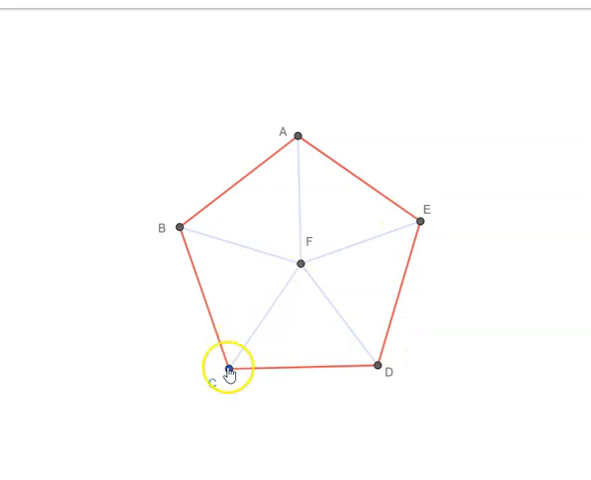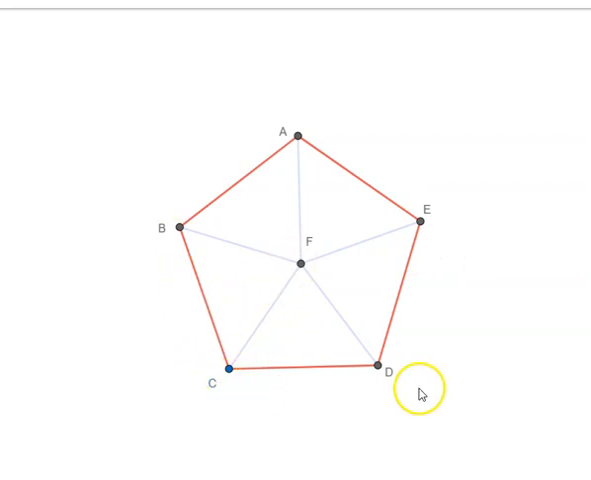So we know that the segments FC and FD bisect BCD and CD. But what about the other three? We just joined BF, AF, and EF. So we have to prove that these segments also bisect these angles. Okay, so let's see how we can prove that.